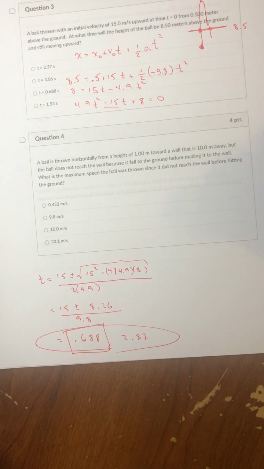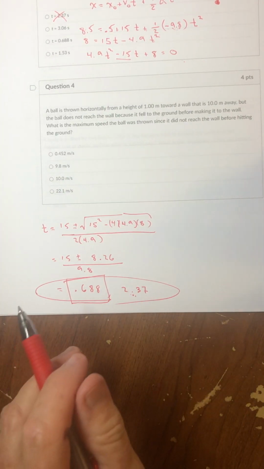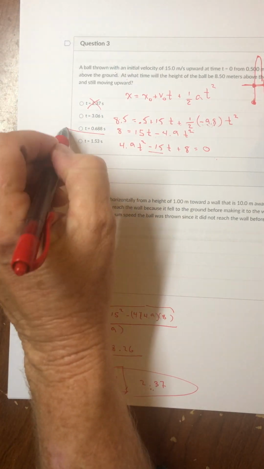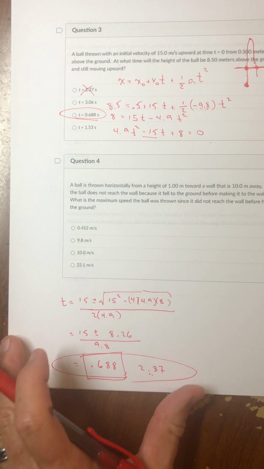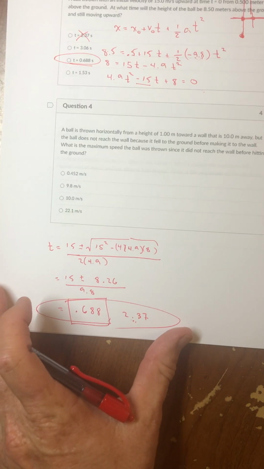And so looking at my options, it looks like this 2.37 works out in terms of the math, but that'd be on its way down. On its way up would be the third one there. So there we go. There's the answer on that one.